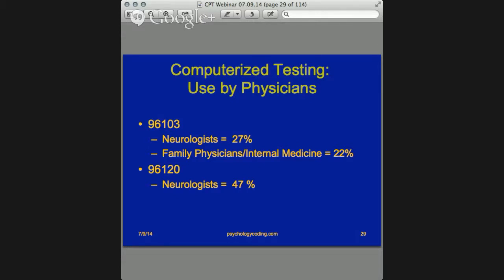So the largest increase in these codes is due to the use of computerized testing by physicians, and as you can see from this slide, primarily neurologists. This poses some interesting questions about whether this is a positive thing for neuropsychology and for the patients that we seek to serve, or is this a way to circumvent and limit the amount of patients that we have? That's better discussed over a rum and coke at the next APA or NAN meeting.